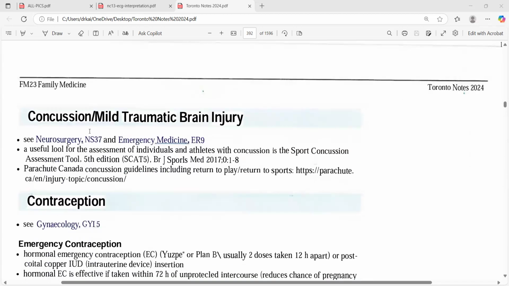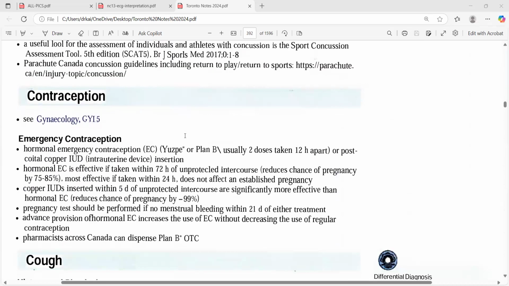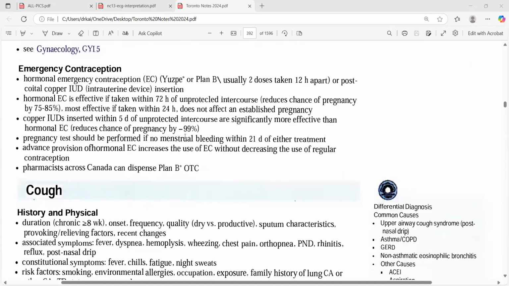Then we already discussed concussion and mild traumatic brain injury. Then comes contraception. I think we already discussed contraception, and you need to remember the emergency contraceptive, which emergency contraceptive works for them. Plan B works really well, and then for more than 72 hours, we go for the copper IUD.